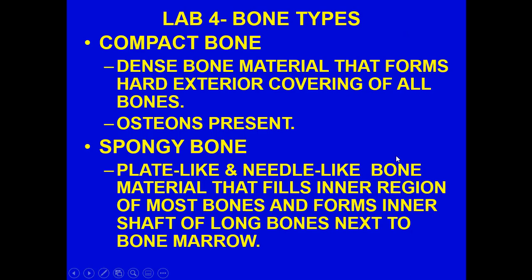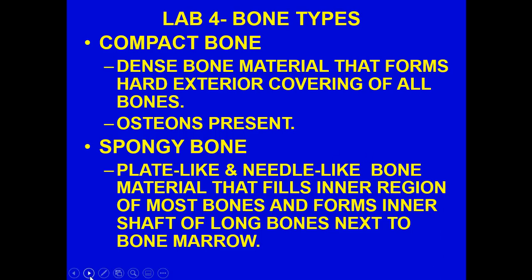Now, there's a difference when we talk about compact bone, or bone, period. One is compact bone, one's spongy bone. We're going to go through that very quickly. Compact bone is dense bone material that forms the hard exterior covering of all bones. Shin bones, skull bones, everything. Osteons are present. Spongy bone is a little bit different. Spongy bone doesn't have any osteons present. They have plate-like or needle-like bone material that fills the inner region of most bones and forms the inner shaft of the long bones next to the bone marrow.